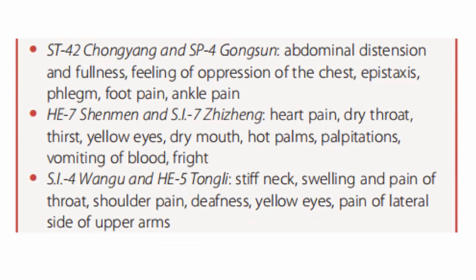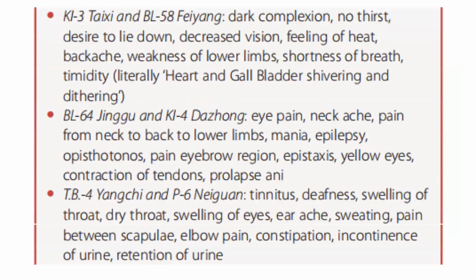Heart 7 and SI7 can be used to treat heart pain, dry throat, thirst, yellow eyes, dry mouth, hot palms, palpitations, vomiting of blood, and fright. SI4 and heart 5 can be used to treat stiff neck, swelling and pain of the throat, shoulder pain, deafness, yellow eyes, and pain of the lateral side of the upper arms.